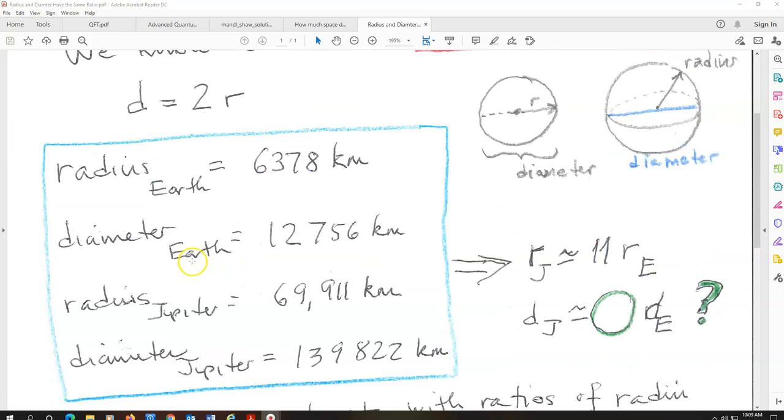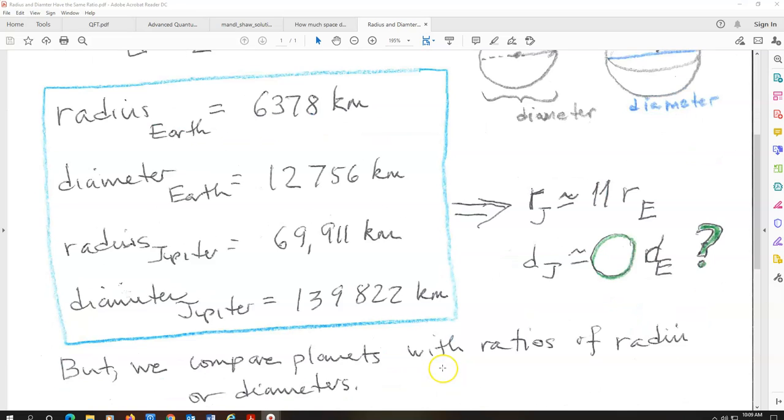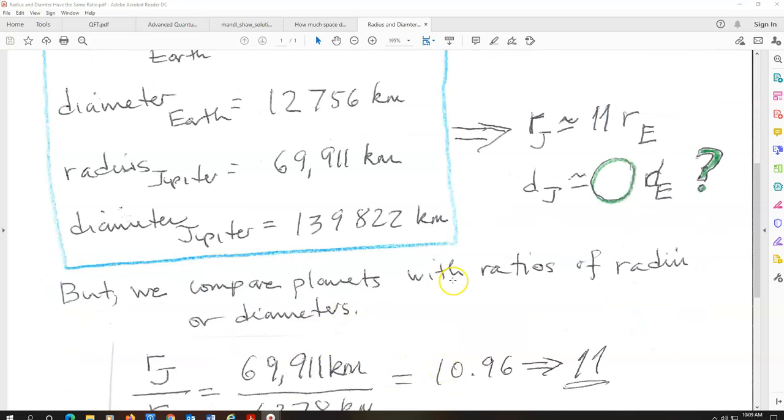Now let's look at some real numbers. The radius of the Earth is 6,378 kilometers, and the diameter of Earth is twice that, 12,756 kilometers. Let's compare that with Jupiter. The radius of Jupiter is 69,911 kilometers, with its diameter twice that, 139,822. Now, when we compare planets, we take the ratios of the radii, or the diameters.